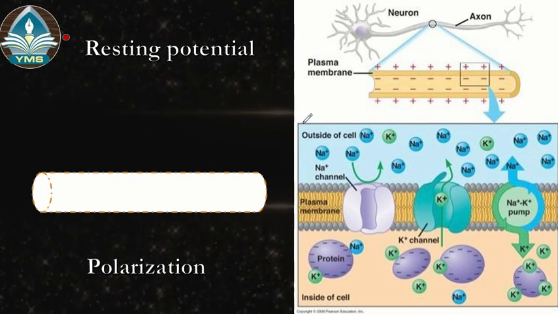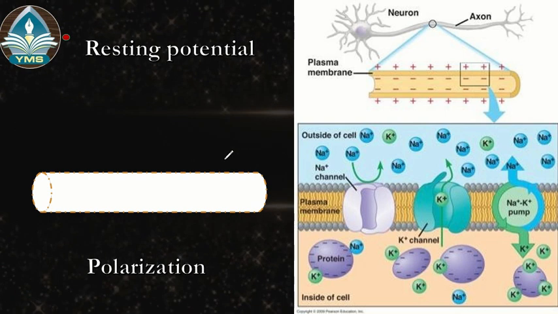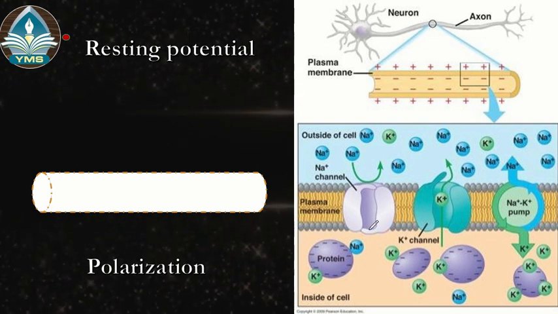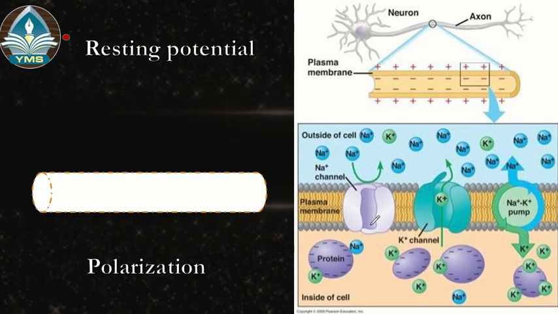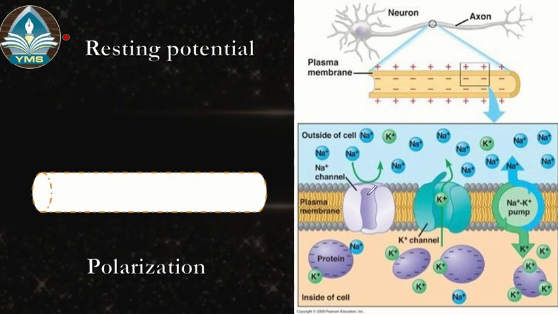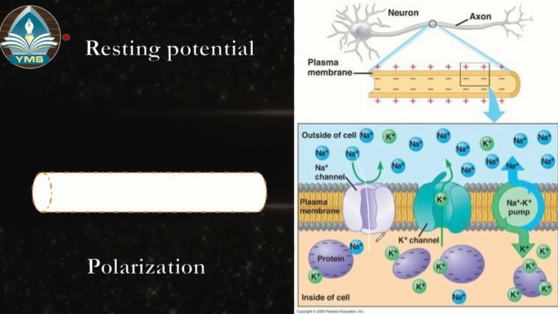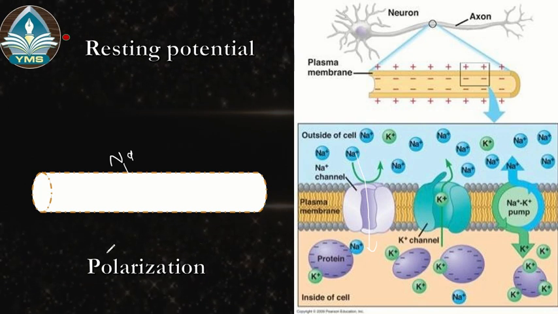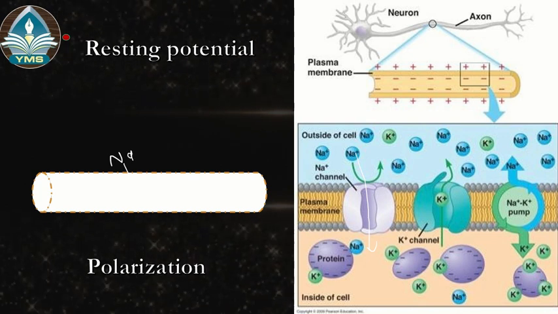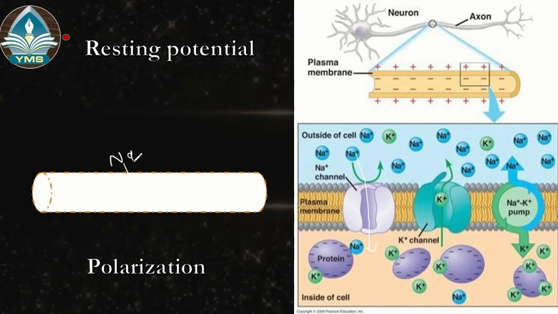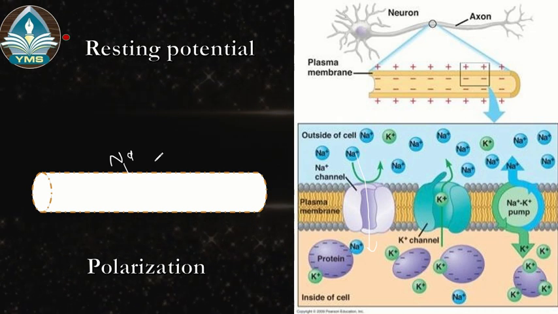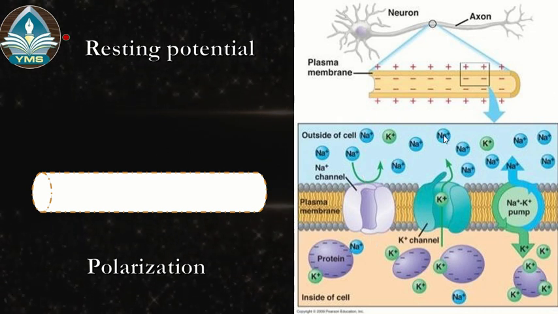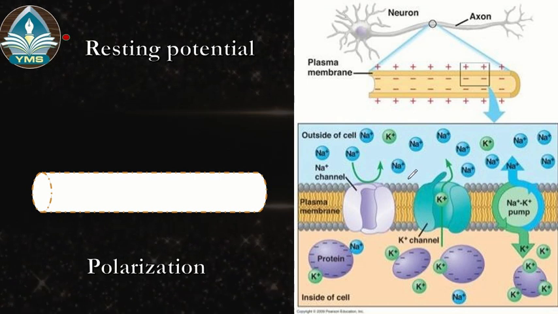Now the difference potential is going to change, because the sodium channel will open, and sodium will diffuse into the neuron. So here we have sodium, and sodium will diffuse into the neuron. This is when the action potential will start. So the first stage of action potential is when this happens.